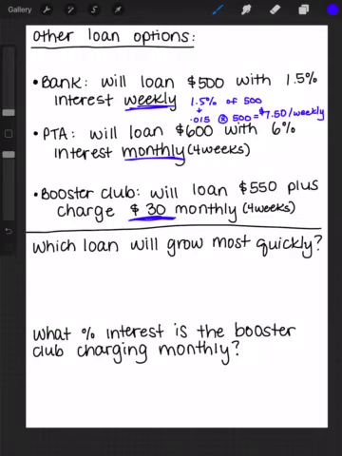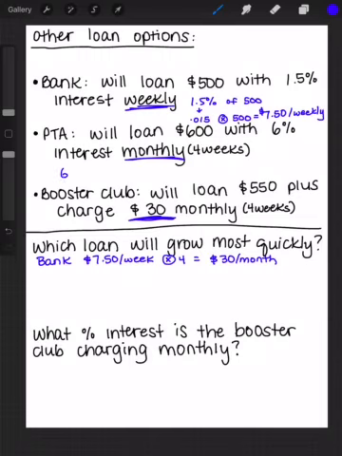So for the bank, I have $7.50 per week. All the other ones are per month, so I'm going to go ahead and multiply that times 4. And I am going to be paying $30 per month if I get it from the bank. Okay, but they're not quite giving me my $550. So they're shorting me a little bit, but I'm going to be paying $30 a month.